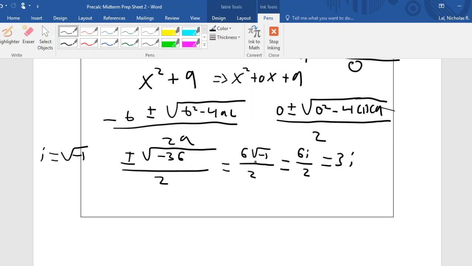Well, and remember, our answer is equal to plus minus 3i. So if our zeros are plus minus 3i, our factors are x plus 3i, x minus 3i.